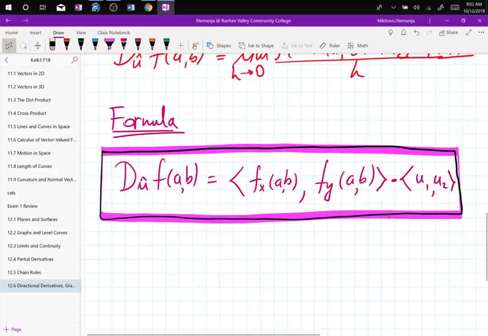Is that a minus over there? It's a dot for the dot product. Okay. Better? I guess better.